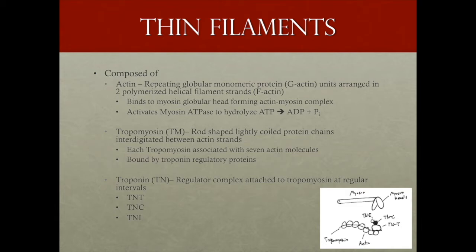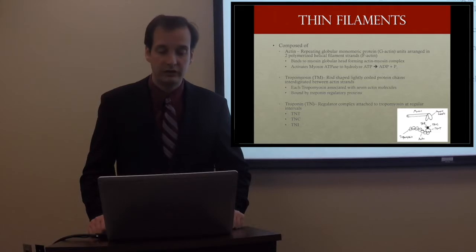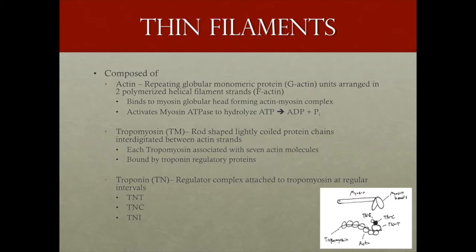Tropomyosin, or TM, is a rod-shaped, lightly coiled protein chain. It is interdigitated between the actin strands. So the two actin polymerized helical filaments form a groove, and tropomyosin lies within that groove. Each tropomyosin is associated with 7 actin molecules. Tropomyosin is bound to regulatory proteins called troponins.